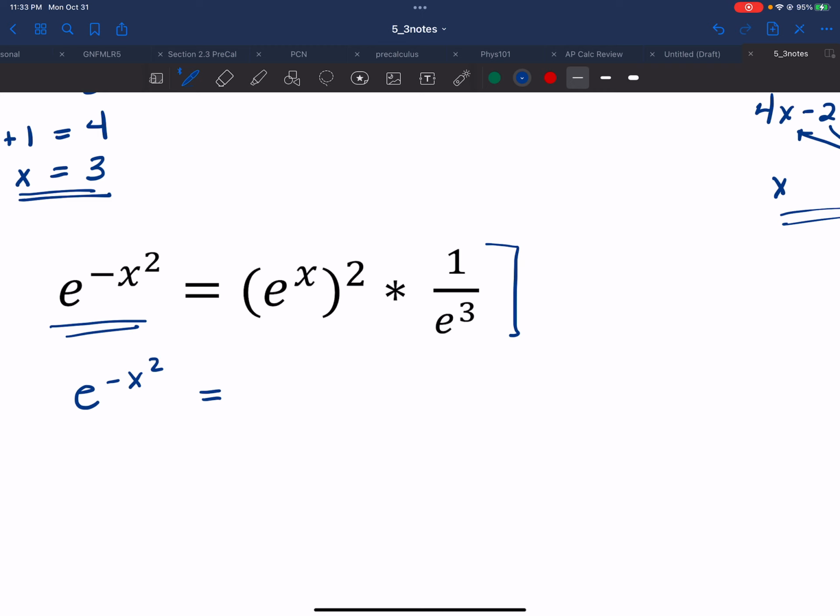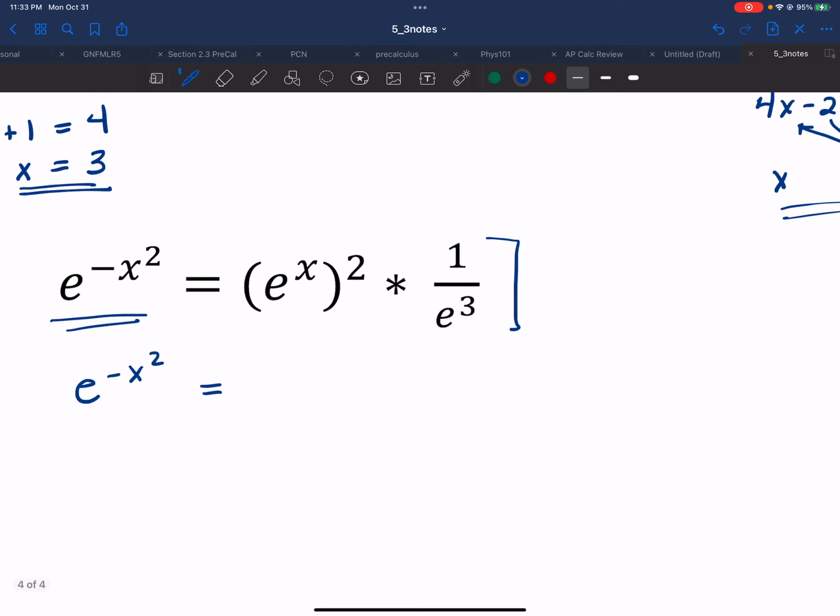X to the second power is going to be x times 2. And instead of putting x2, I'm just going to put 2x. So e to the 2x times that 1 over e to the 3 is the equivalent of e to the negative 3. Now what happens when I have two of those multiplied together? If it's the same base, I'm just going to add up my exponents. So I have e to the 2x minus 3.